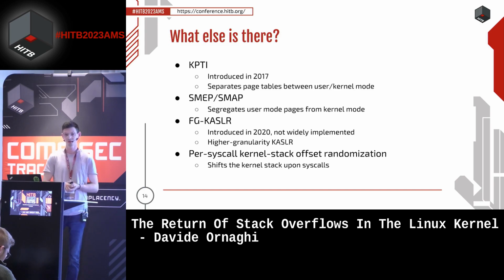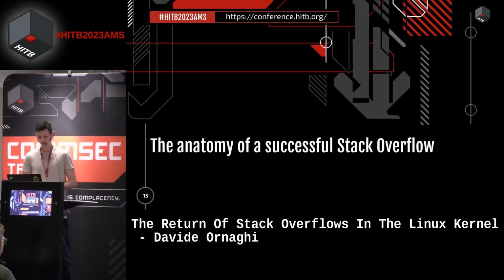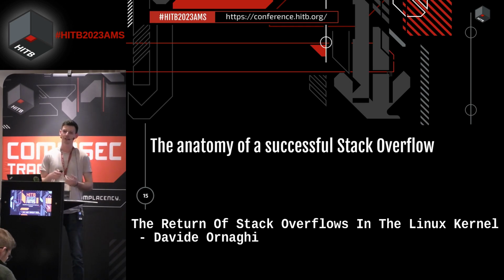Then we have the most annoying one, per-syscall stack offset randomization. That is our iterative KASLR. Basically, at every syscall exit, the stack will shift by a random amount. Let's look at something that actually works as a full chain, that starts from 0 and ends up as our privilege escalation as root.